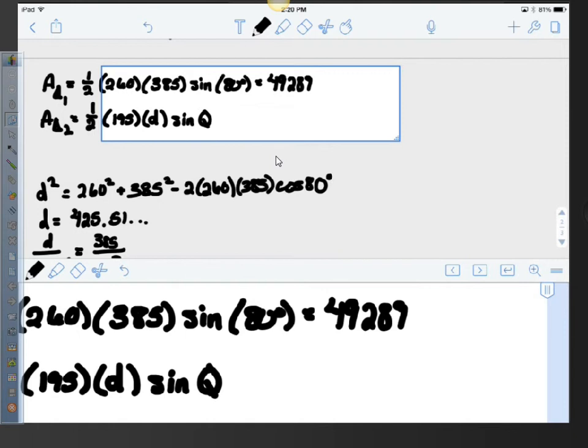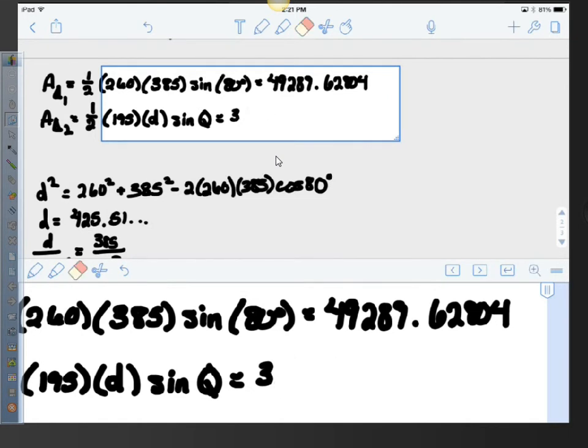All right, what did you get for the area of triangle 2? 1/2 of 195 and the diagonal times the sine of Q. What did you get there? 35,559 point... Okay, add them together.